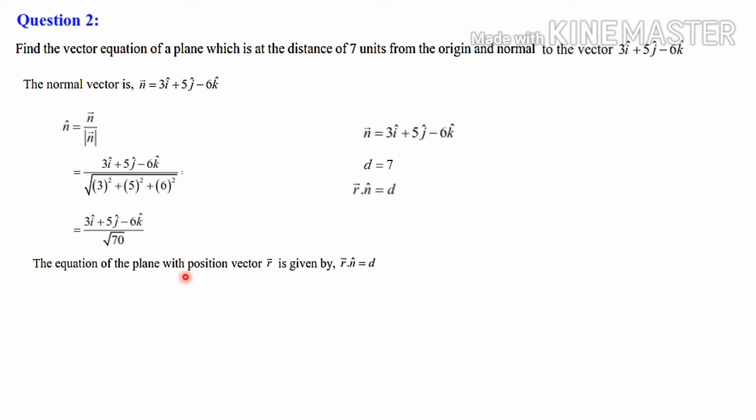So the equation of the plane with position vector r is given by vector r dot n cap is equal to d. This is a vector form because it is asked to write vector equation. So vector r dot n cap is equal to d. Let's substitute it. That is vector r. R is the general vector, so let it be there. R dot 3i cap plus 5j cap minus 6k cap divided by root 70, that is our n cap, is equal to d. Distance we have already written here, that is equal to 7. So this is the vector equation of the plane.